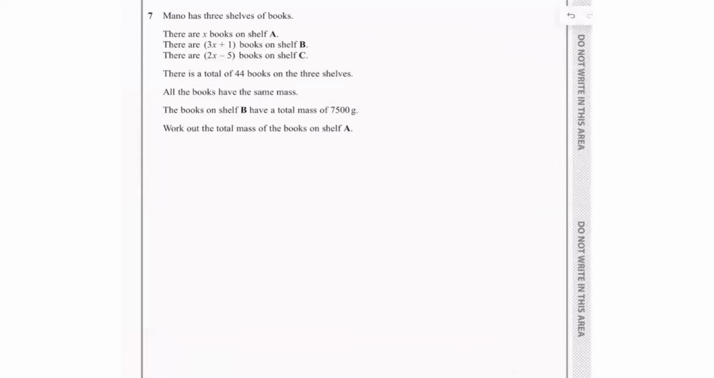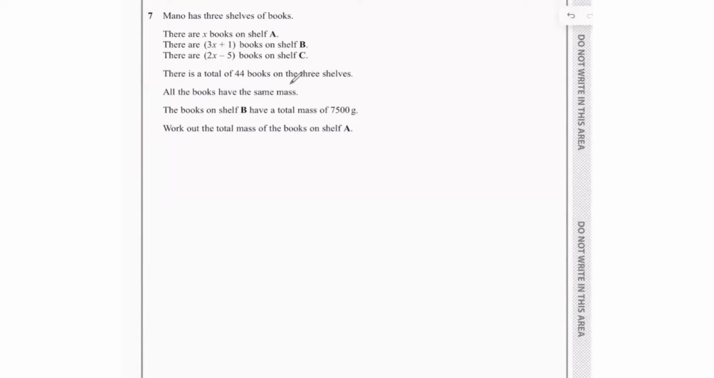Question 7 says Manu has 3 shelves of books. There are X books on shelf A. There are 3X plus 1 books on shelf B. There are 2X minus 5 books on shelf C. There's a total of 44 books on the 3 shelves. All the books have the same mass. The books on shelf B have a total mass of 7,500 grams. Work out the total mass of the books on shelf A.